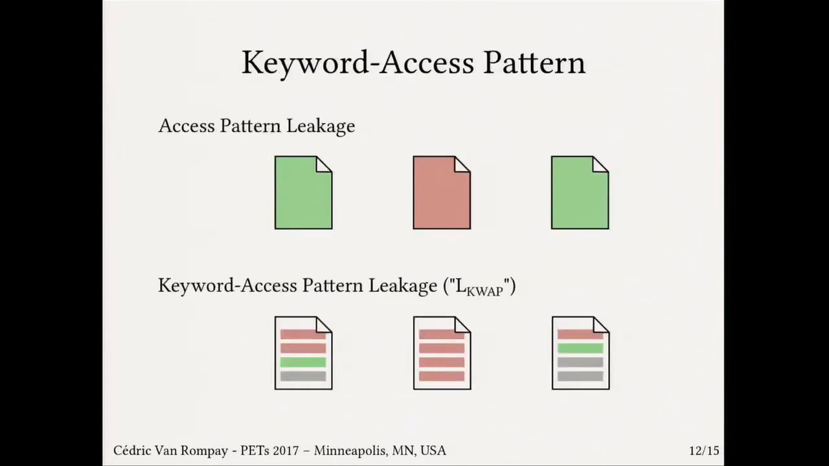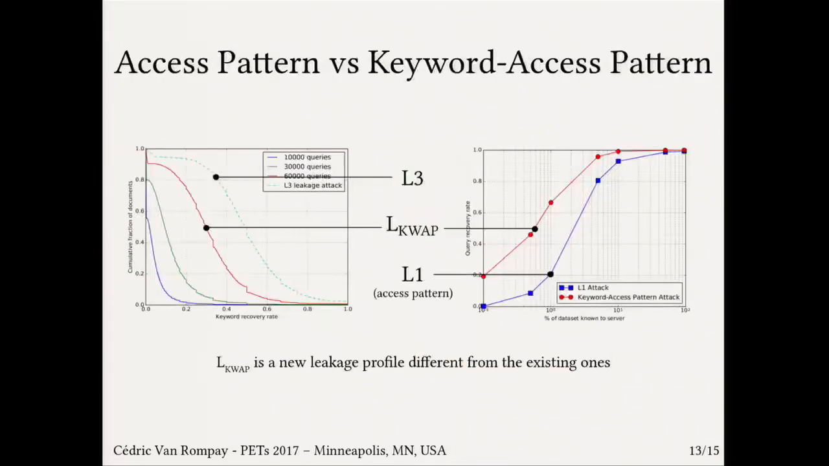So access pattern in searchable encryption is the information about what document matches a given search query. So it's illustrated at the top. What the server sees with iterative testing is at the bottom. And it is stronger than access pattern leakage. So we call this leakage keyword access pattern leakage, or LKWAP for short. And we found several papers where the two types of leakage are considered as equivalent. So we give a formal definition of LKWAP, and we use our statistical simulation to show that it is indeed much different than access pattern leakage, that is named L1 in the classification of Cash et al.